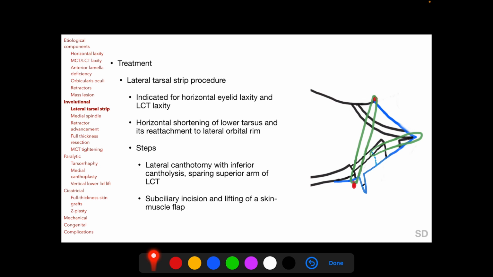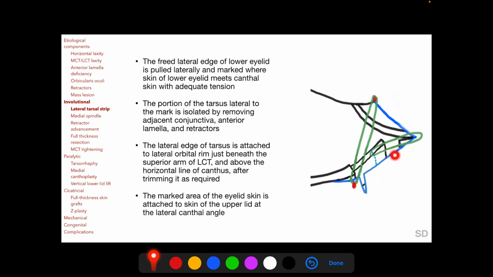A subciliary incision is also made, and the skin orbicularis muscle flap is lifted from the underlying tarsus. The inferior cantholysis frees the lateral edge of the lower eyelid. The lateral edge of the lower eyelid is then pulled laterally, and the skin of the lower eyelid is marked where it meets the skin of the lateral canthal angle with adequate tension.